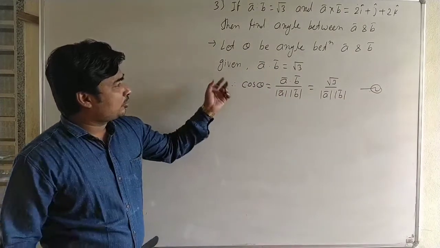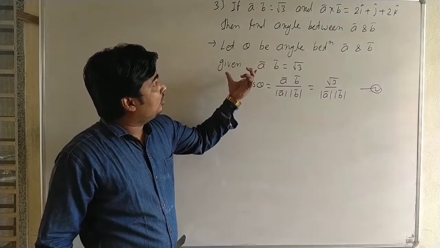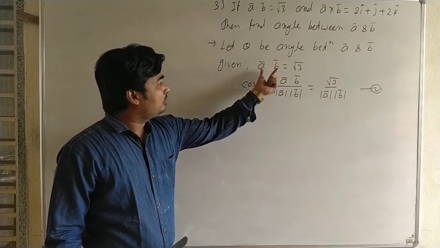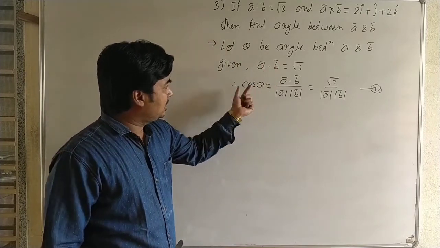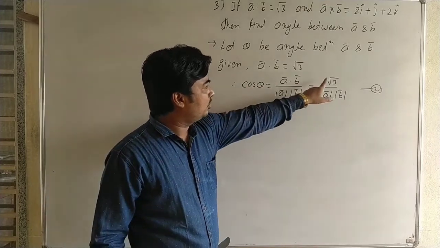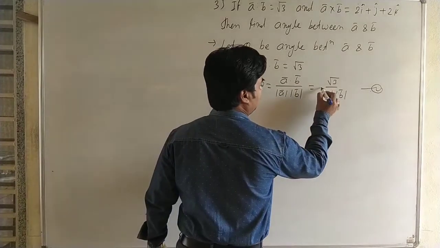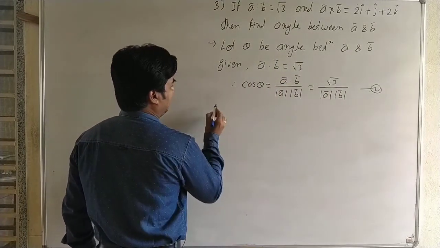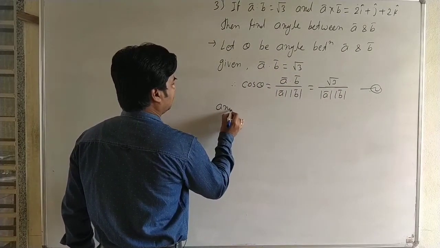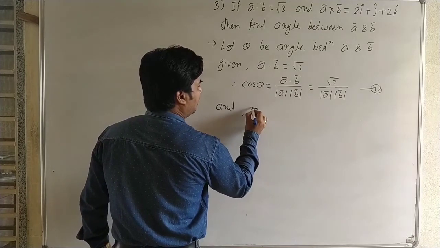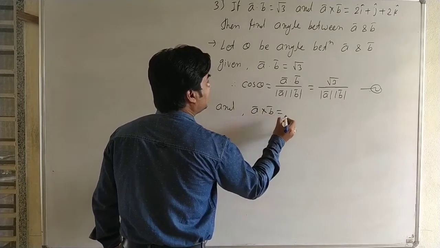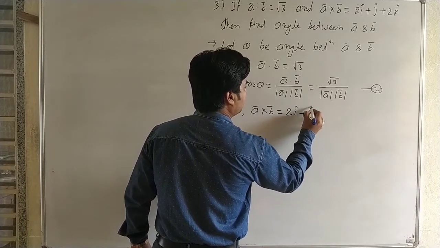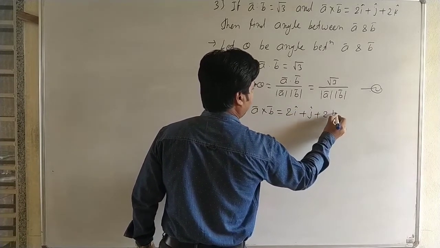By using the dot product, we want to find the angle between a bar and b bar. By using the dot product, we find the relation of theta: cos theta is equal to under root 3 upon magnitude of a bar into magnitude of b bar. And a bar cross b bar is equal to 2i cap plus j cap plus 2k cap.